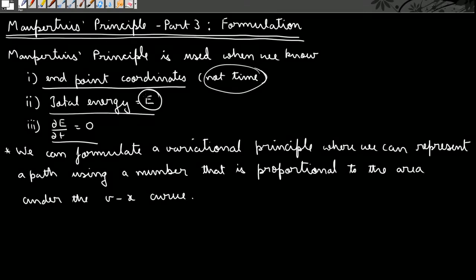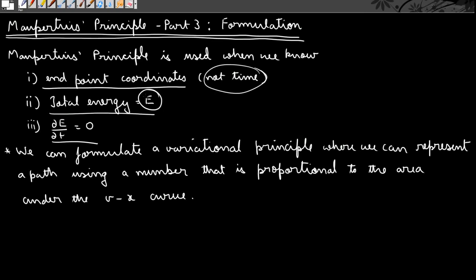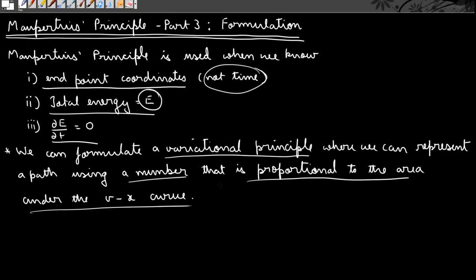Okay, and we already saw in the previous two parts that with this information we cannot use Hamilton's principle, but rather we can formulate a different variational principle where we can represent a path using a number that is proportional to the area under the V dx curve. So that number, I am going to represent it as S0, and this must be proportional to the area under the V dx curve if we consider the one-dimensional case and use Cartesian coordinates.